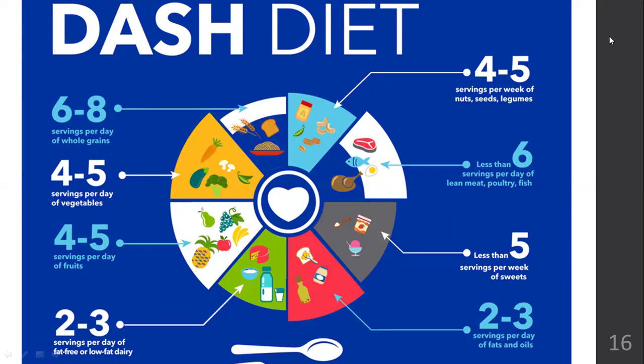Next, coming to DASH diet. DASH diet is basically a diet that has a lot of fruits and vegetables in its servings, and very moderate consumption of lean meat, red meat, poultry, fish. Okay, but a lot of vegetables, a lot of antioxidant rich diet. That is what DASH diet is. Okay, for a whole day, it's given like this.